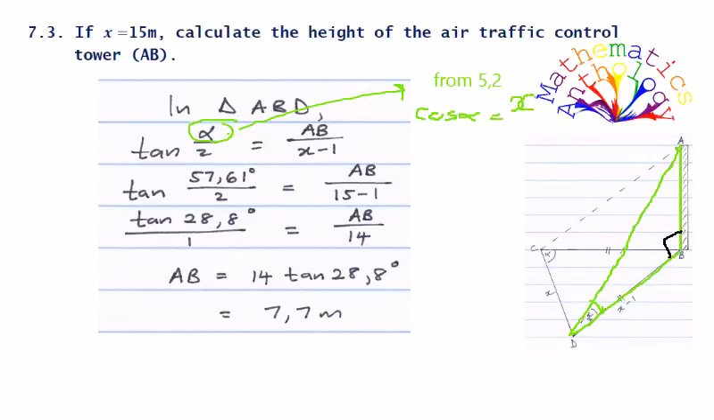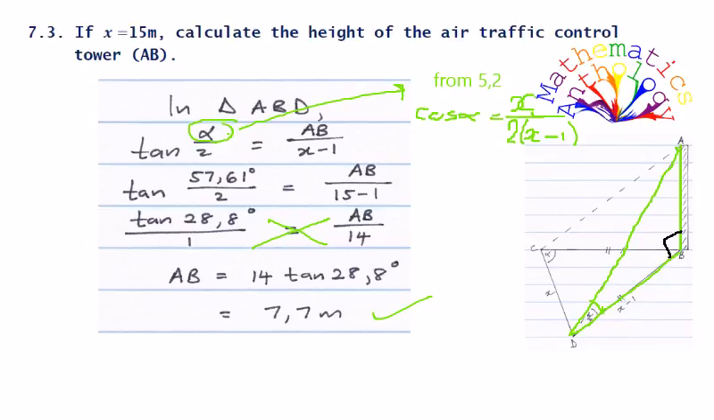So tan of alpha over 2 will equal opposite over adjacent. Opposite will be AB and adjacent will be x minus 1. So tan alpha over 2 will then equal AB over x minus 1. We can work out alpha from 7.2. In 7.2 we had cos of alpha equals x over 2 into x minus 1. But we now know that x is 15.